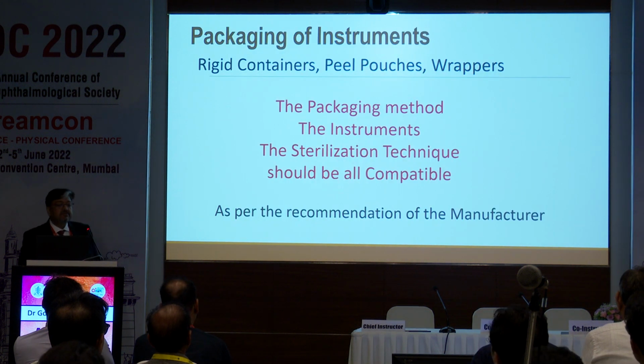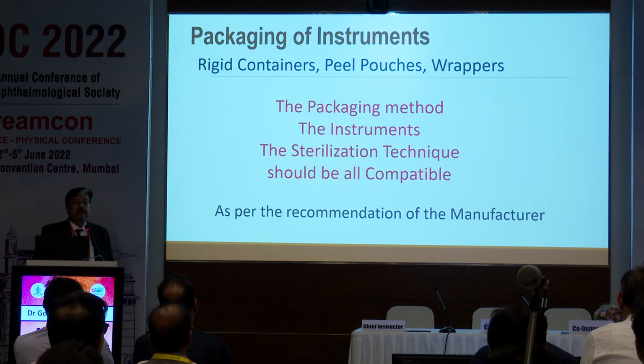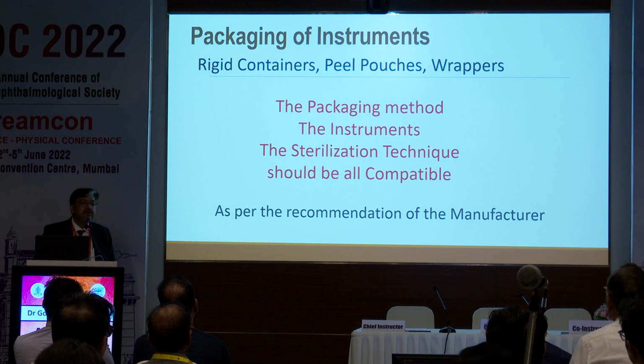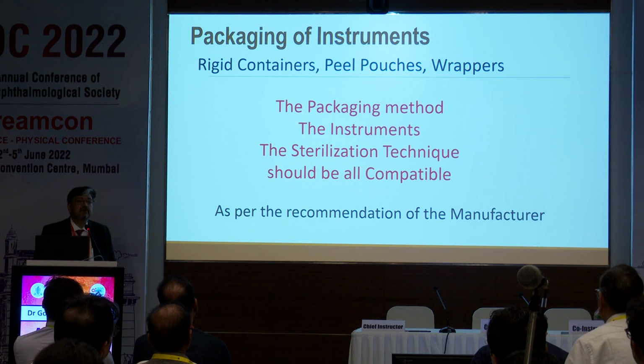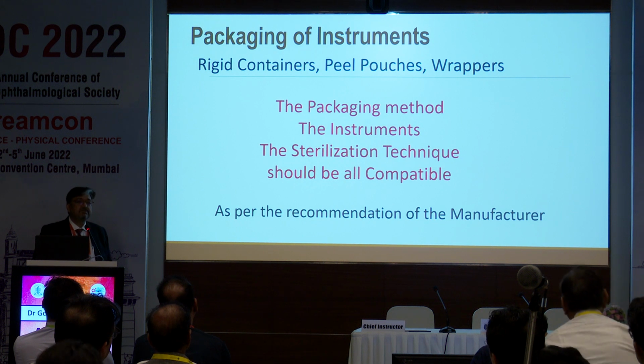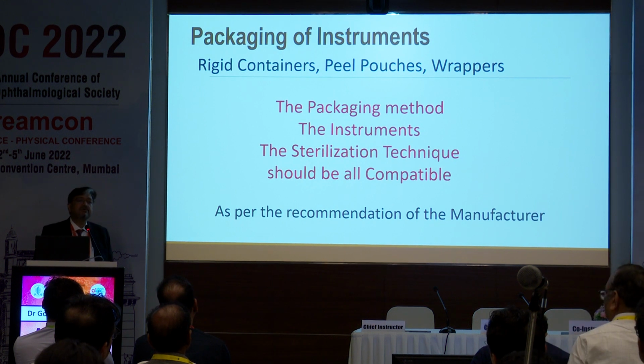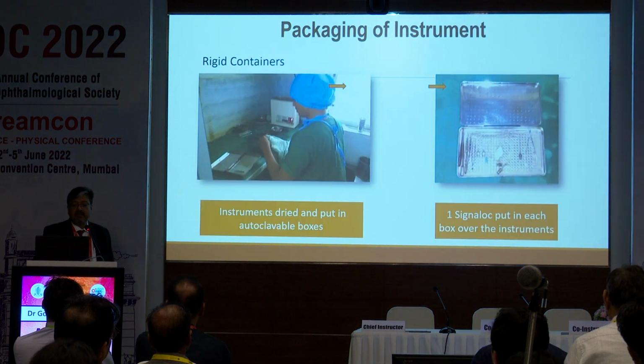Coming to the packaging of instruments, the packaging can be in rigid containers, peel pouches, wrappers. But the most important thing to understand out here is whatever you're using should be compatible with the instrument in use and the standard sterilization method of that instrument. If you have a plastic substance and you're going to autoclave it, you're going to destroy it. Or an ETO substance which imbibes the ethylene oxide for too long, it's not a safe way. So you have to choose your way of sterilization as per the requirement and the manufacturer.